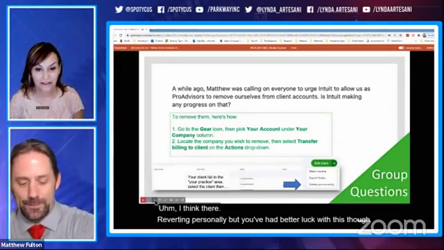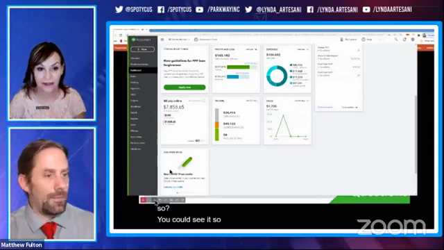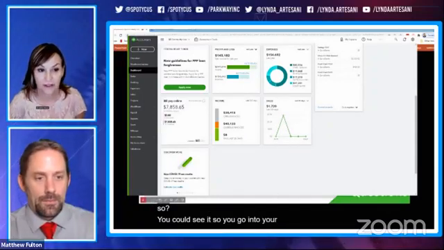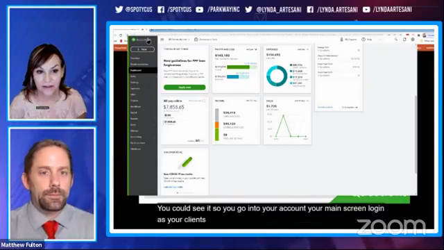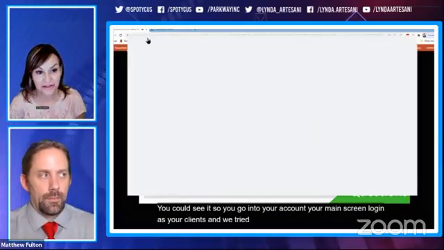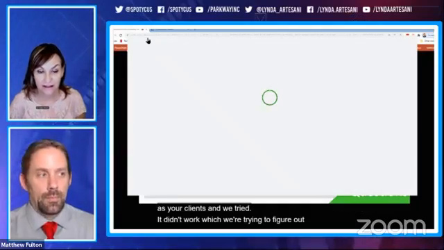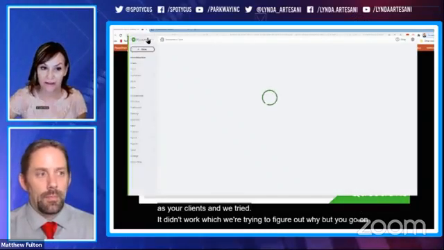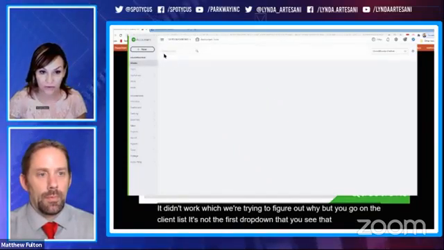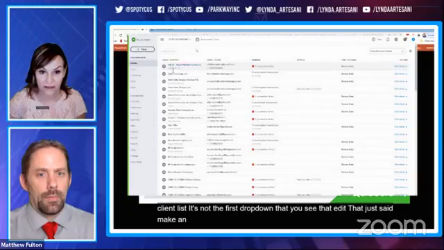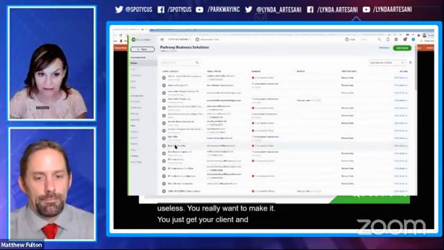Yes. So I took a screenshot so you could see it. You go into your accountant main screen when you log in as an accountant, your client list. We tried to do yours and it didn't work, which we're trying to figure out why. But you go on the client list, and it's not the first drop down that says edit. That just says make inactive, and that's useless. You really want to make it so that the client can be deleted. So you just pick a client and select them.